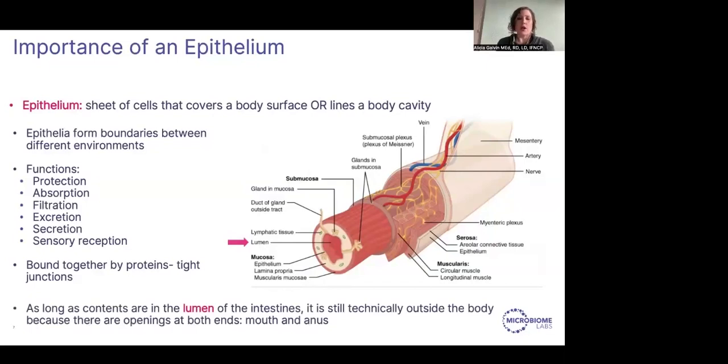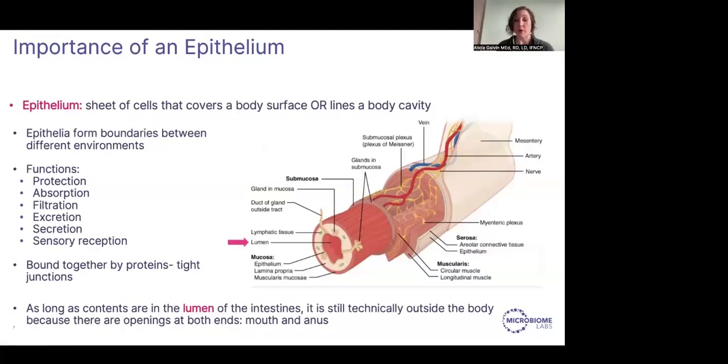And this is an important concept, especially when we talk about leaky gut, because as long as the contents are in the lumen, and the lumen is this innermost part here, you can see it's that central part of the tube where your bacteria and where all your food are going to be passing through. As long as they are in the lumen, they are still technically outside the body, because we have our mouth and we have the anus, two openings at both ends of the tube. And if it passes all the way through, then it's technically still outside the body.